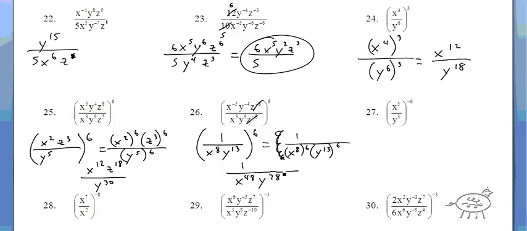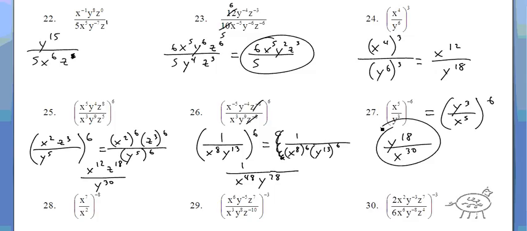Okay, the next one, remember I told you the little trick, if you have a negative exponent on the outside, you can just flip the whole fraction around. So that's the same thing as y cubed over x to the 5th to the positive 6th power. And then I raise everything to the 6th. So I'm just going to do it here. So 3 times 6, y to the 18th. 5 times 6, x to the 30th. That's my answer. All right.